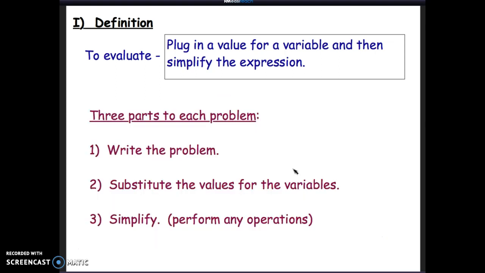Well, here's our example here. We're going to break it into three parts. First, we're going to write the problem out. We're going to substitute. That's what I mean by plug it in. Substitute the values for the variable, and then we're going to simplify. We're going to perform any operations we can until we get down to a final simplified answer. Again, if you need to, I want you to write this down, but I'm going to move on. So if you need to, you can pause and then just start it up again.